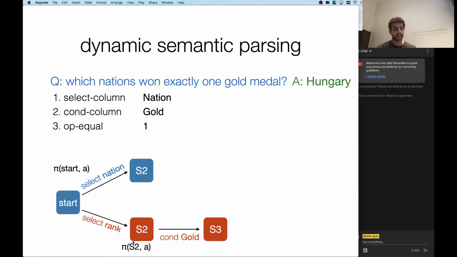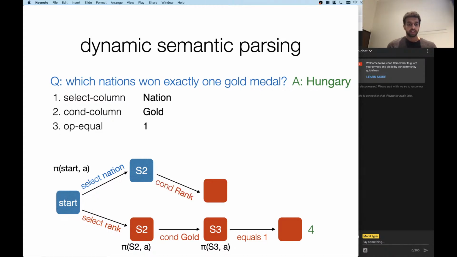So we select rank, and now we arrive at this new state, state 2, where we have the question, we have the table, and we also have this partial logical form which we've already generated, select rank. So now, given all of that, our pi function is going to score all these actions, and the highest scoring one is conditioned on the gold column, then equals 1, and then we get 4. So this is the rank of Hungary, but not the actual name of the country. So this whole path is bad because this very first decision that was made was incorrect.